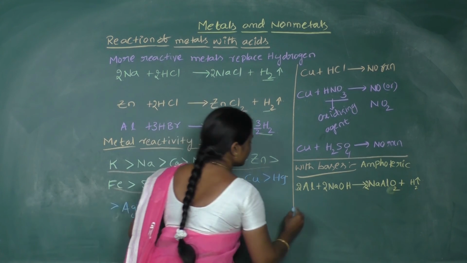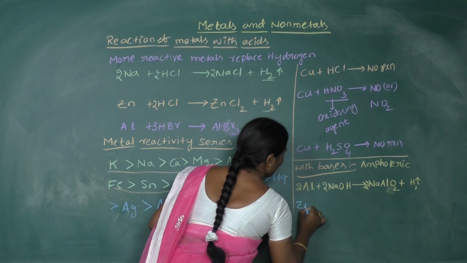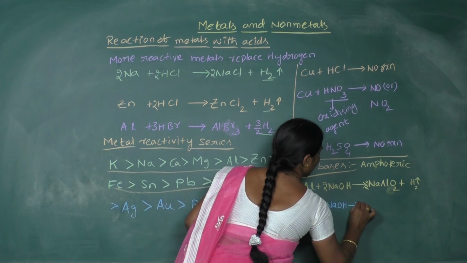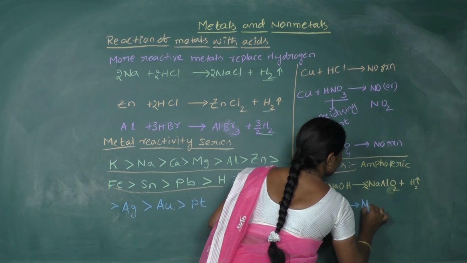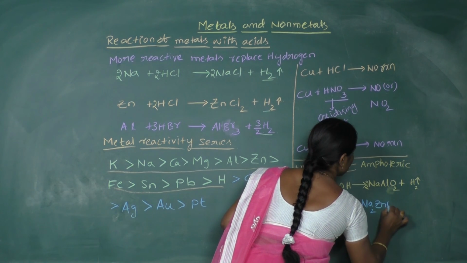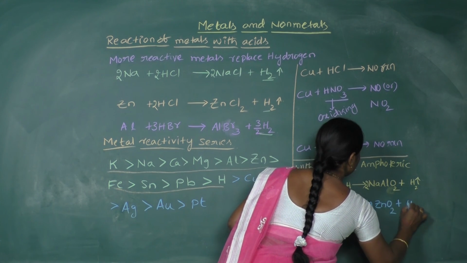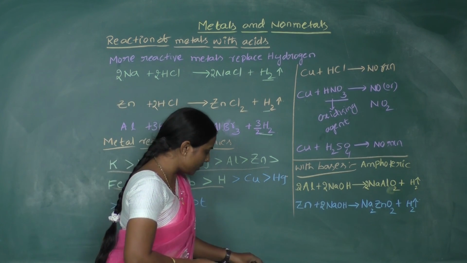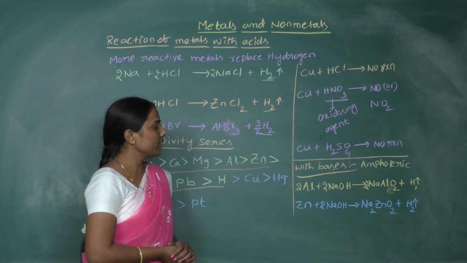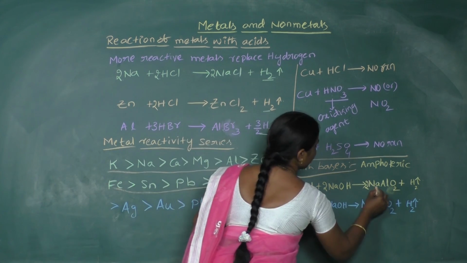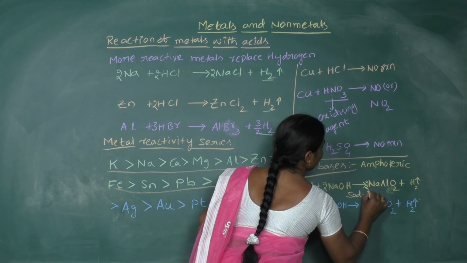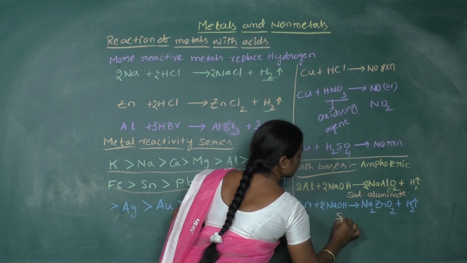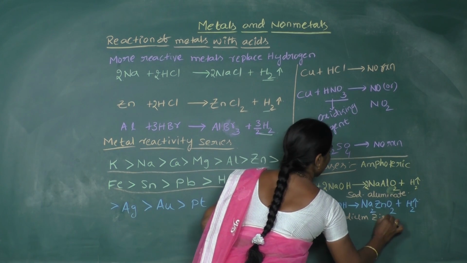Similarly, we can even take zinc. Zinc also can react with sodium hydroxide and it gives sodium zincate, Na2ZnO2, again with the release of hydrogen. Right? So what are the compounds formed? If aluminium reacts with sodium hydroxide, it forms sodium aluminate. The name of this compound is sodium aluminate. And the name of this compound is sodium zincate.